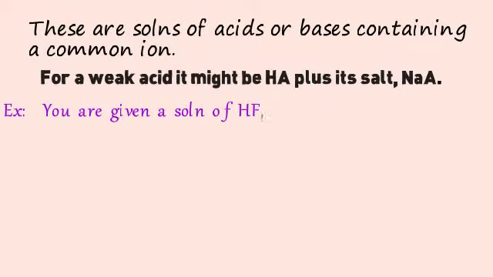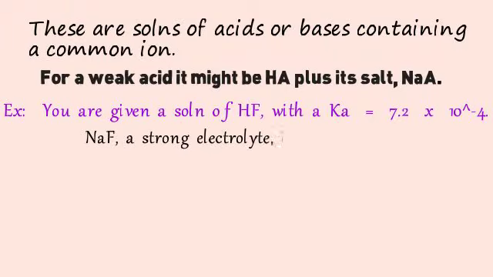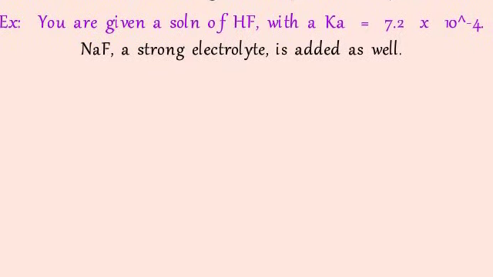You are given a solution of, let's say, HF, and it has a Ka of 7.2 times 10 to the negative fourth. But in that solution, you've also added its salt, NaA, NaF in this case. NaF is a strong electrolyte, meaning that it comes apart easily in water. Whereas HF is a weak acid. It does not come apart that well in water, but it does come apart.